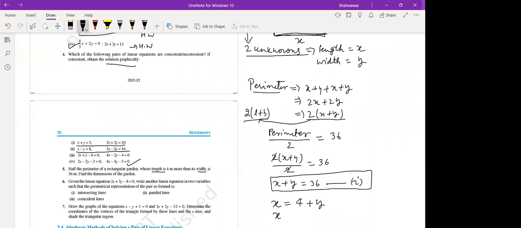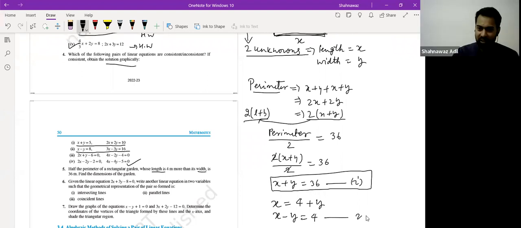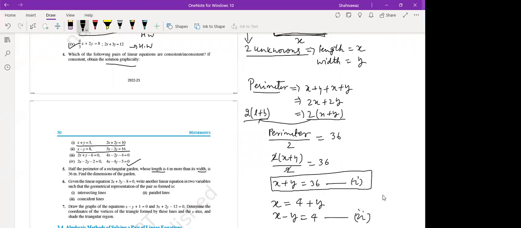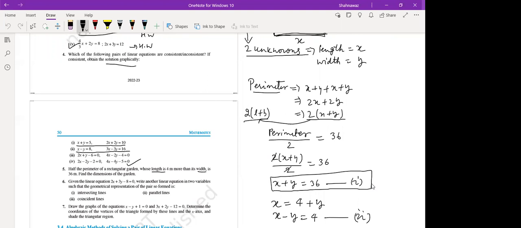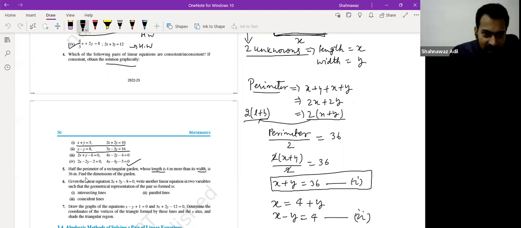Oh, okay. So x minus y is 4. So this is the second equation, right? Any problem, any doubt? No, that's it. Okay. So find the dimension of the garden. They are asking us to find the dimension, meaning the length and breadth.